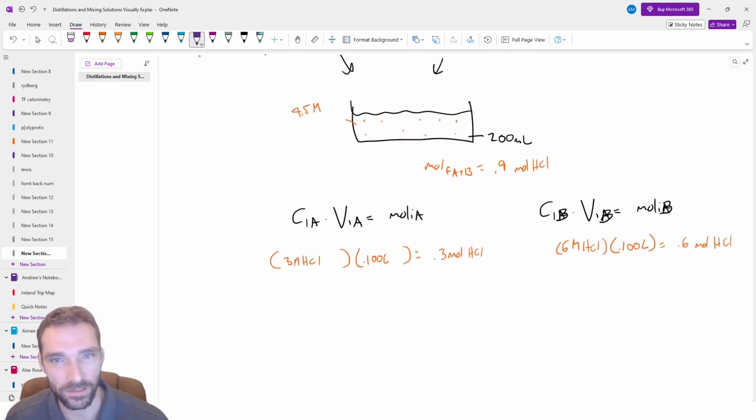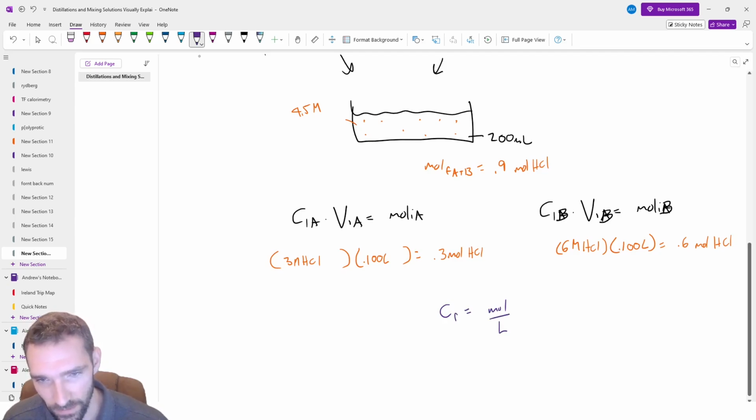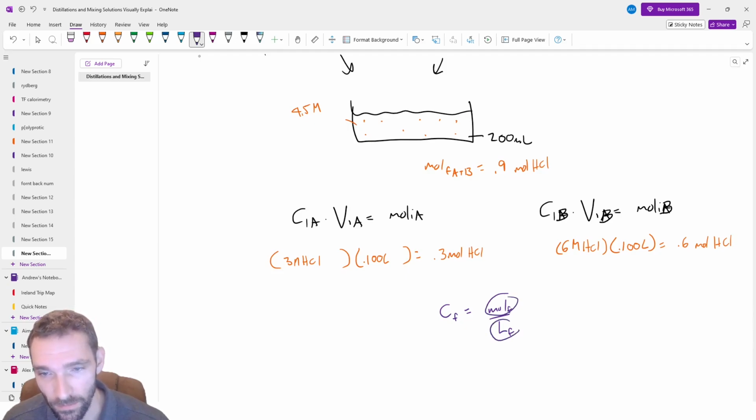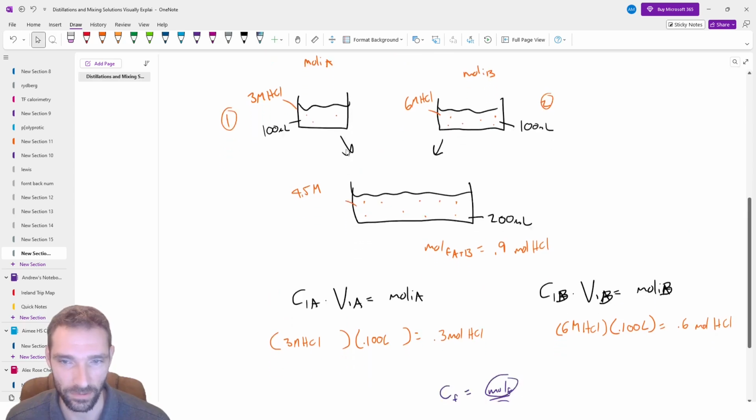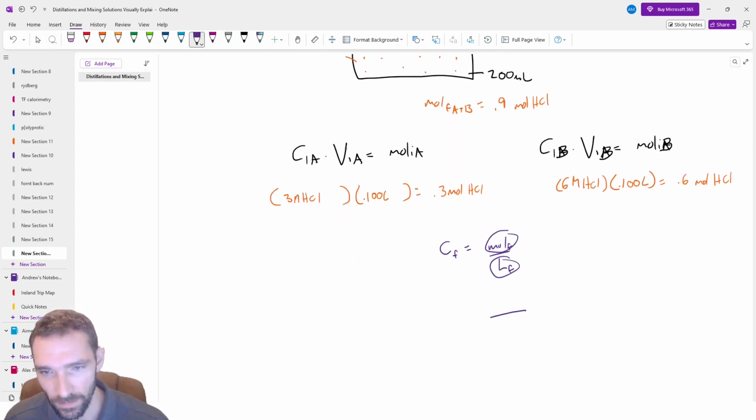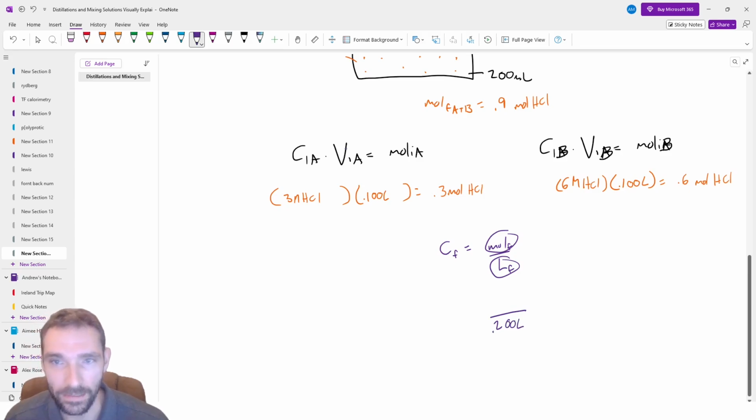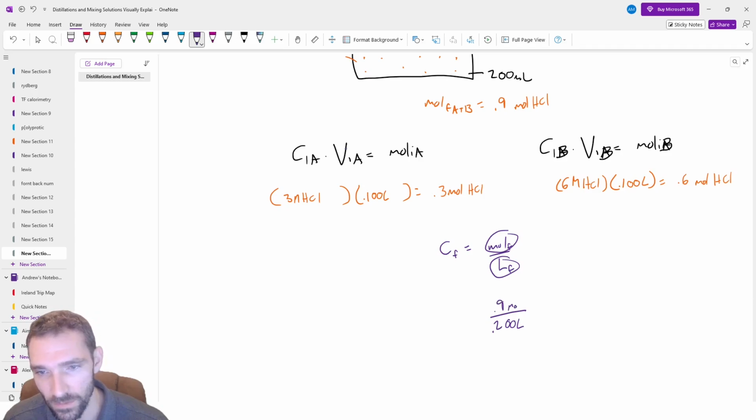So the final solution here, its concentration is equal to the moles over its volume. So the concentration final, volume final, moles final. We have the moles final, and we know the volume of the final solution because it's just these two other volumes added up. So if we think about that as 0.200 liters, and our moles was 0.9 moles of this thing, then you can see that this is going to be, what is that, 4.5 molarity for HCl.